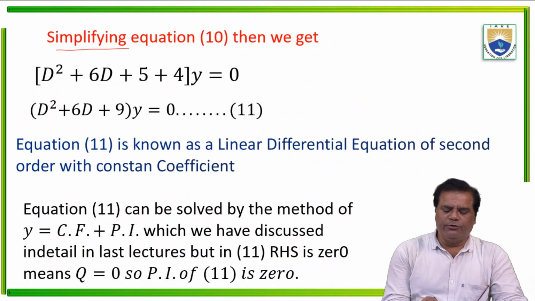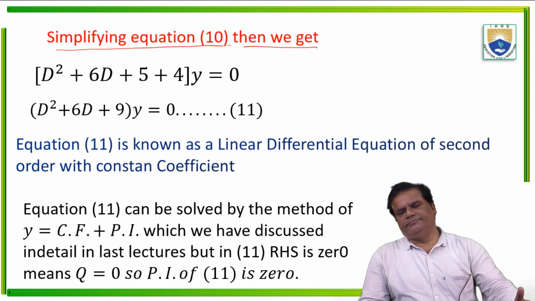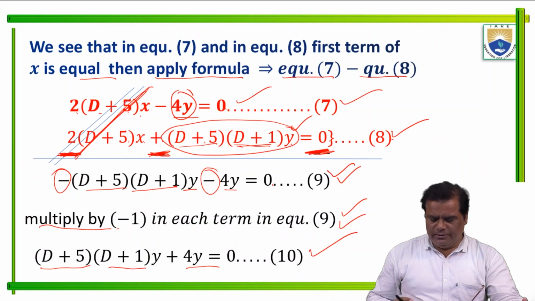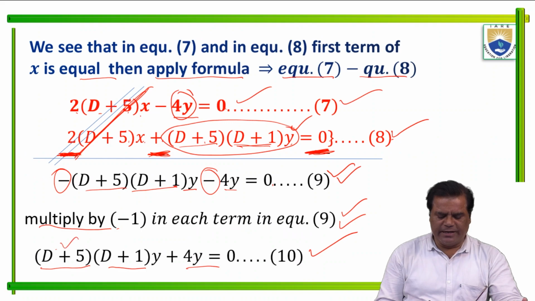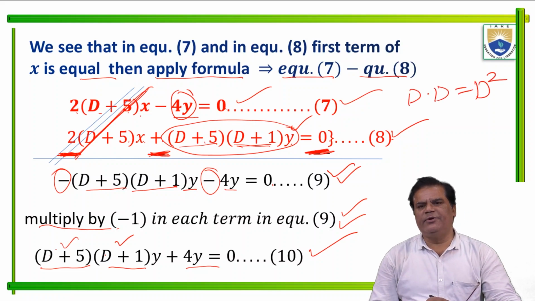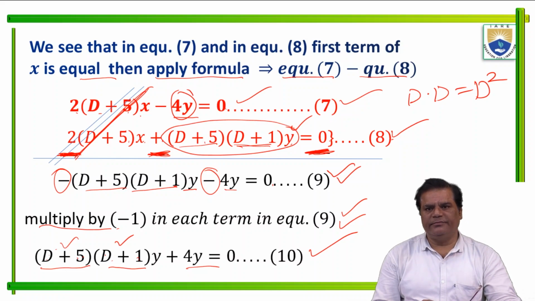Next, simplifying equation 10. Simplifying means multiplying out after operating. In equation 10, multiply this bracket by this. D into D means D squared, the second derivative, second time differentiation. D into 1 is D, 5 into D is 5D, and 5 into 1 is 5, with y, and 4y equal to 0.